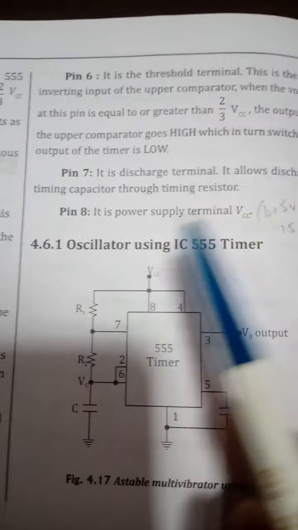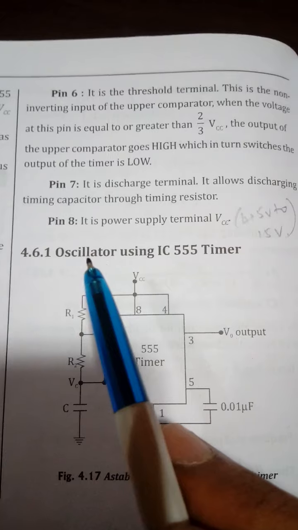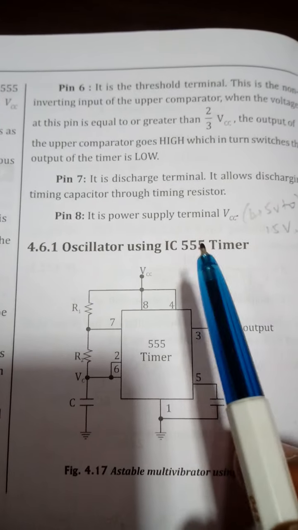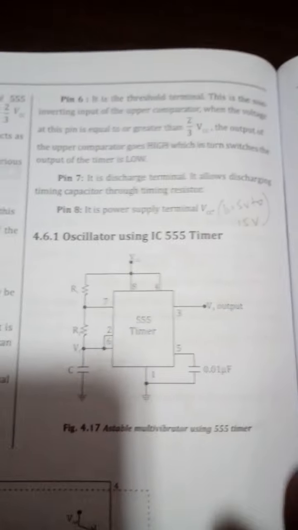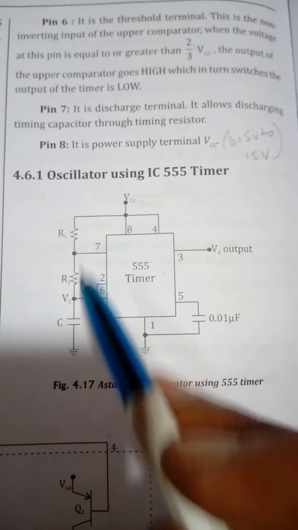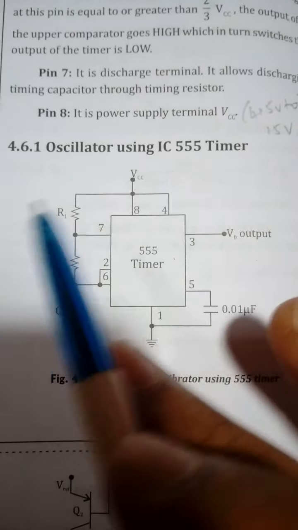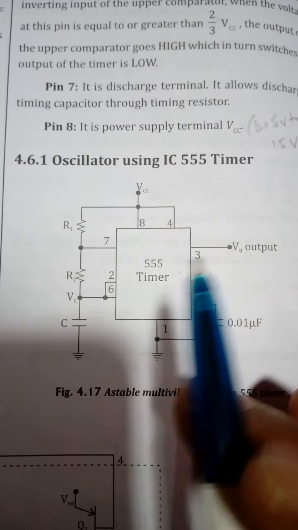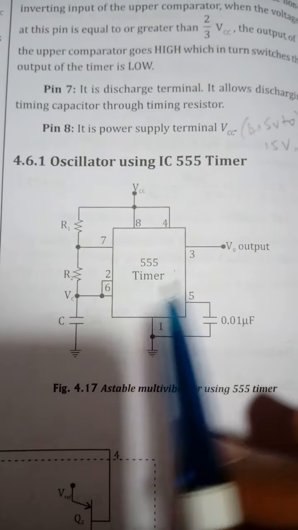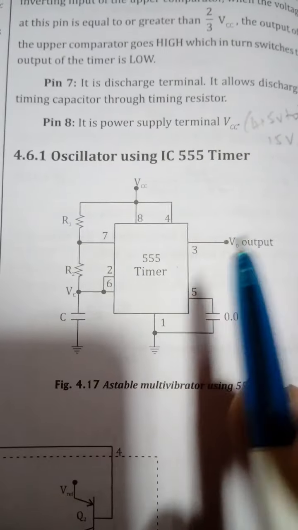So one of the applications of this IC555 timer is as an oscillator. How is the oscillator built using this? You see the IC555 timer like this. They have made some connections in such a way that it can be used like an oscillator. How is this IC555 timer used as an oscillator?